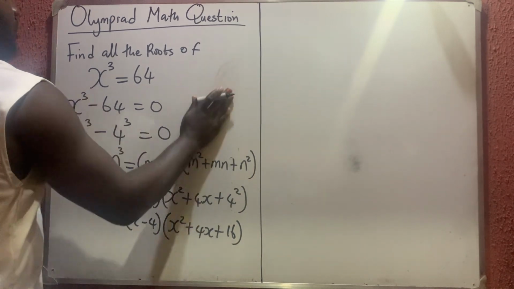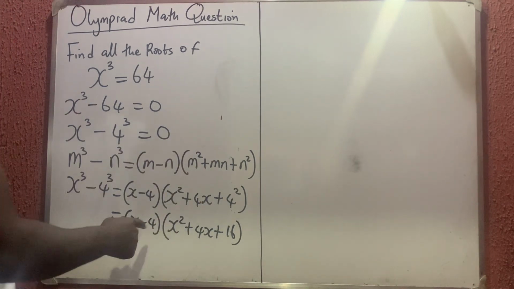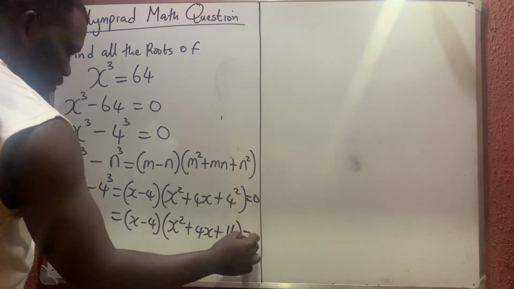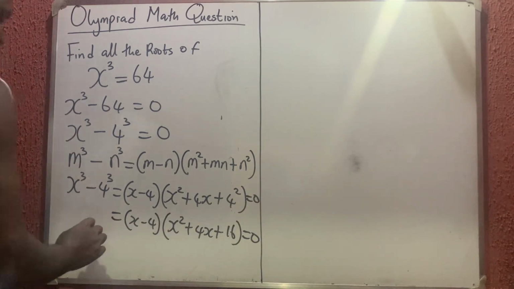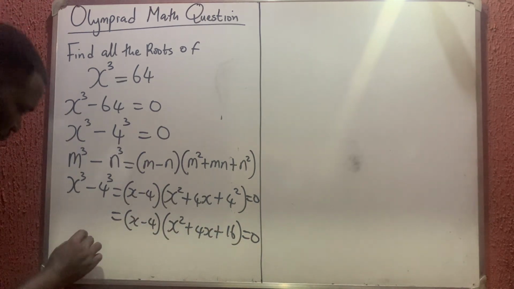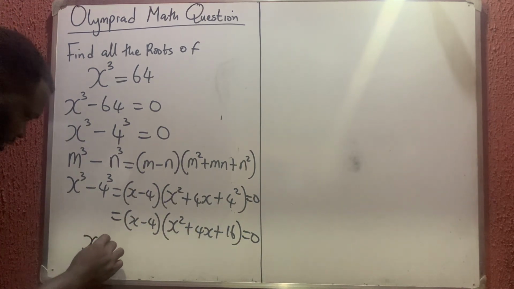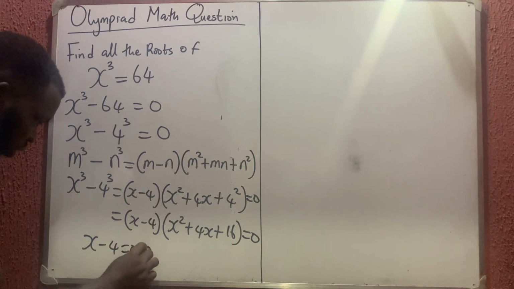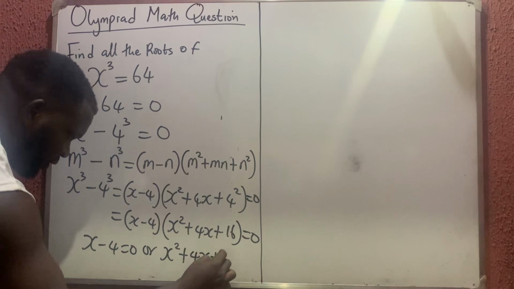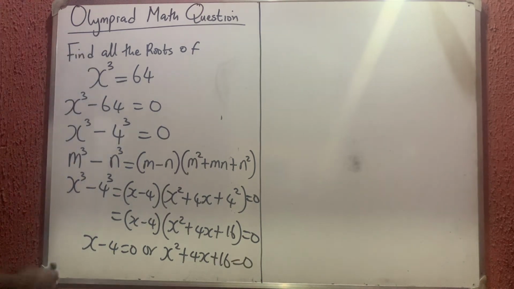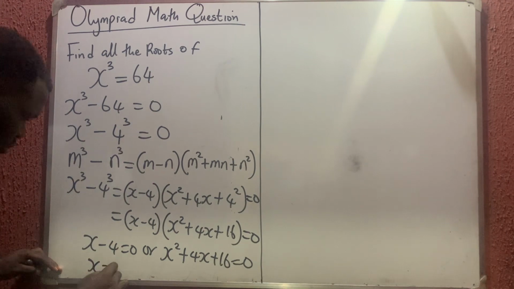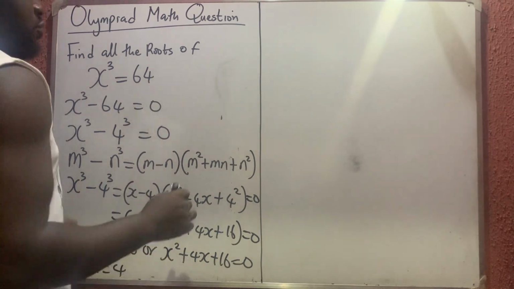It's not factorizable, but we can solve it. Don't forget that this is equal to 0. So what does it mean? It means that when the product of two things is equal to 0, then one of them is 0. So I have either x minus 4 is equal to 0, or x squared plus 4x plus 16 is equal to 0. All right, so now automatically from here we have that x is equal to 4. That's the first one. Now let us solve this one.